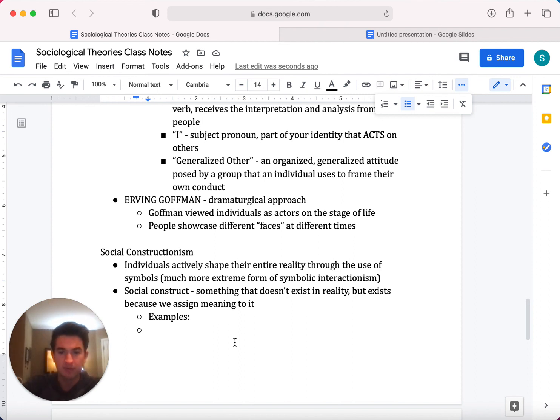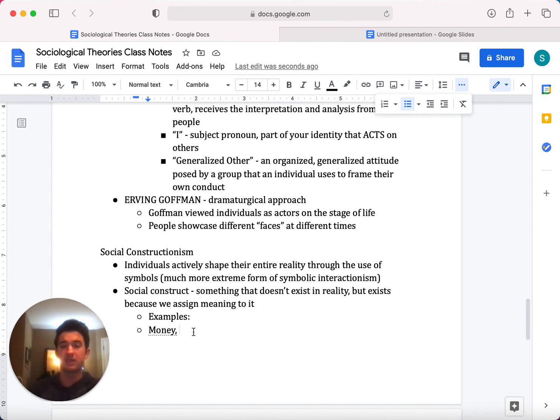Okay, so for example, money. Huge social construct according to social constructionists. I'm going to put everything on the same line so we're not taking up too much space. So money is a social construct according to social constructionists because it's literally just pieces of paper and pieces of metal, right? But we've assigned that money value in our society. It really holds no significance at all. But we've assigned it value, okay?